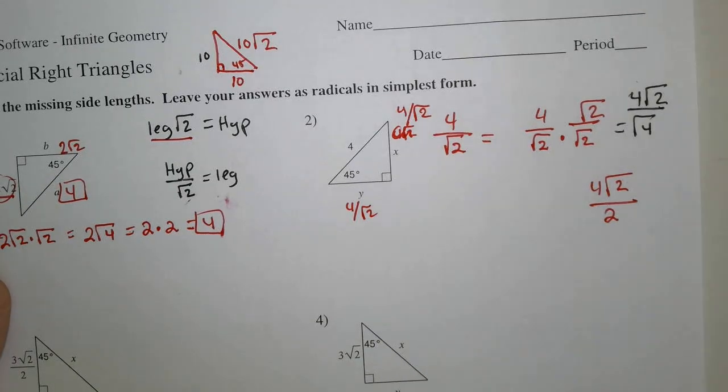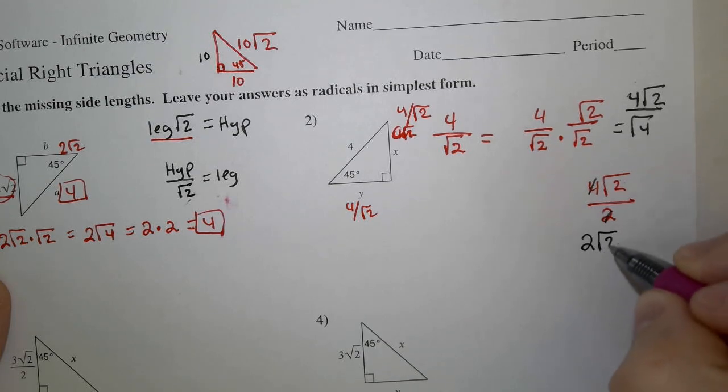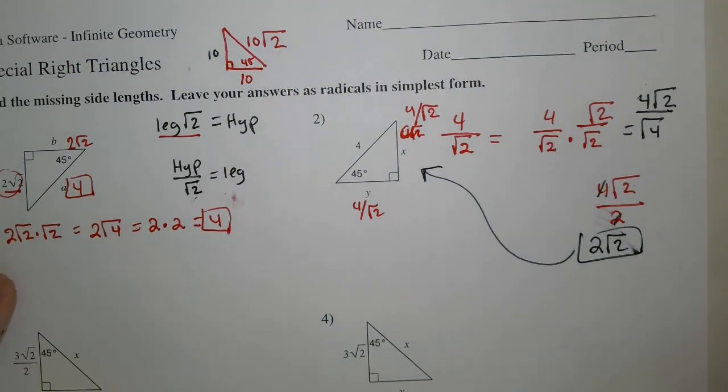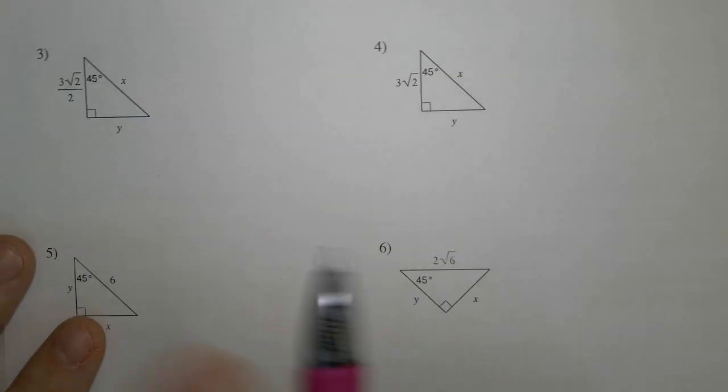And what is 4 divided by 2? 4 divided by 2 makes this 2 square roots of 2. So that would be the more official answer for that. All right, let's do a few more. That gets a little confusing. Let's do a few more.